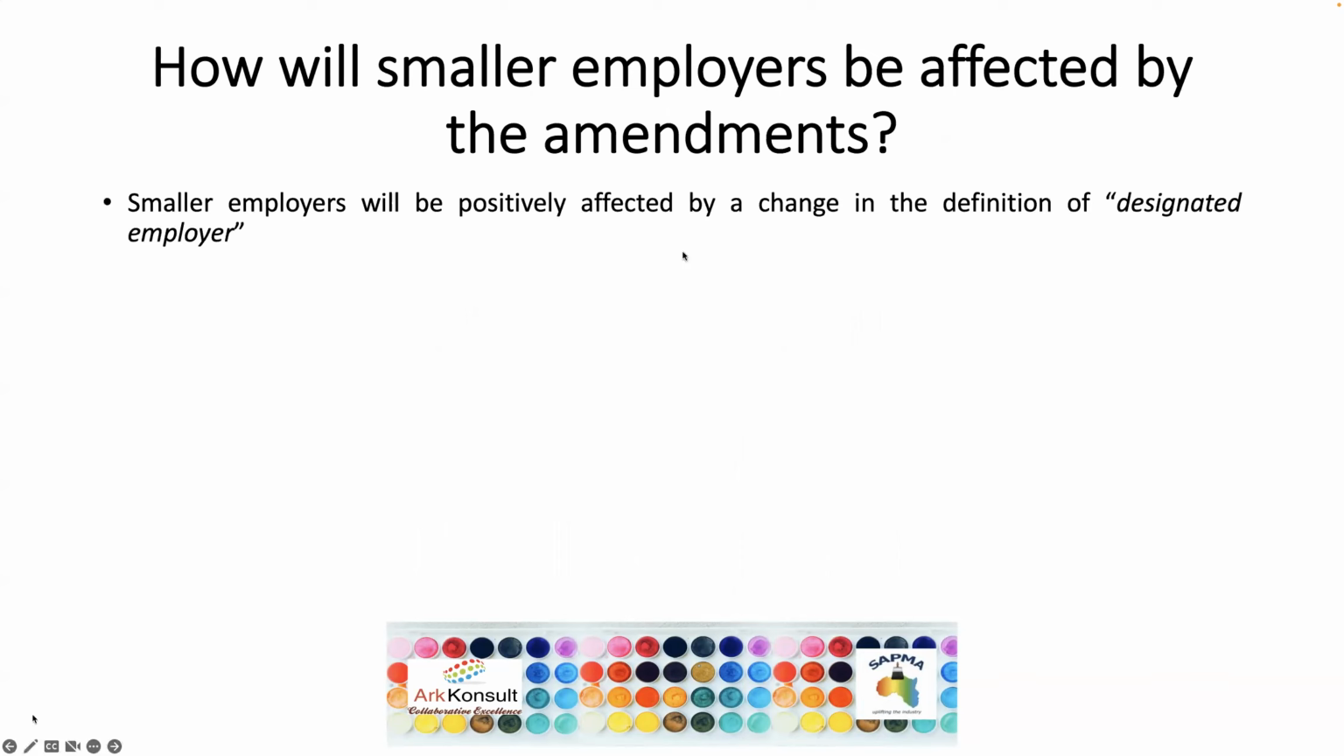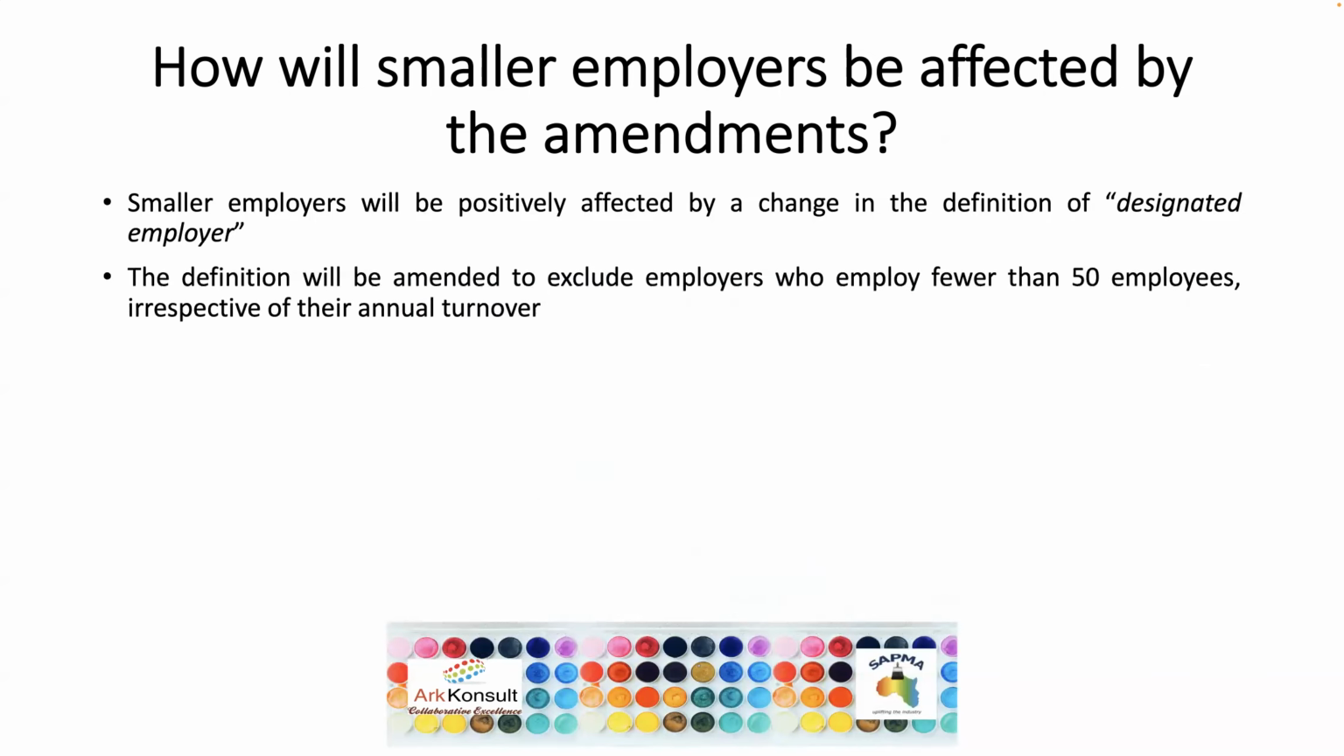Well, the good news is that smaller employers are positively affected by this latest definition of what a designated employer is. The definition is amended to exclude employers who employ fewer than 50 employees, irrespective of their annual turnover. And this is the change. Previously, a designated employer was someone who may employ less than 50 people, but whose turnover is in fact higher than the prescribed minimum in the previous amendment to the Act. That's disappeared now. Now it's very simple.